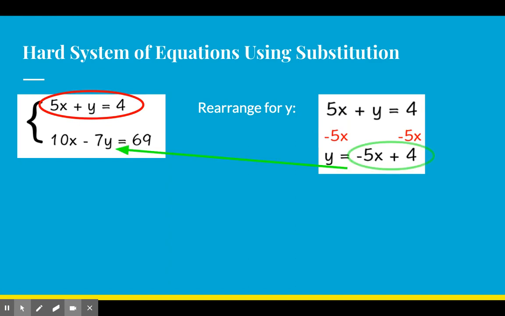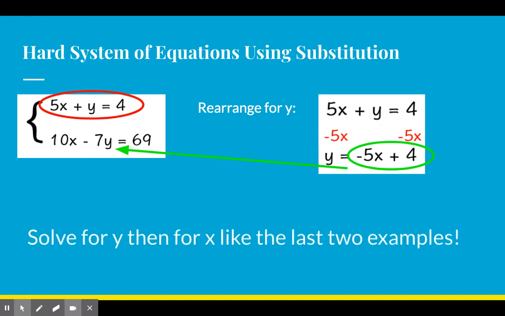So then from there on out, I would plug that in. I would substitute it into my second equation. And then the rest of it is history. It's just like the last two examples. So really, the only extra step in this one was making sure we rearranged one of the equations to make sure we could substitute. Everything else is exactly the same.